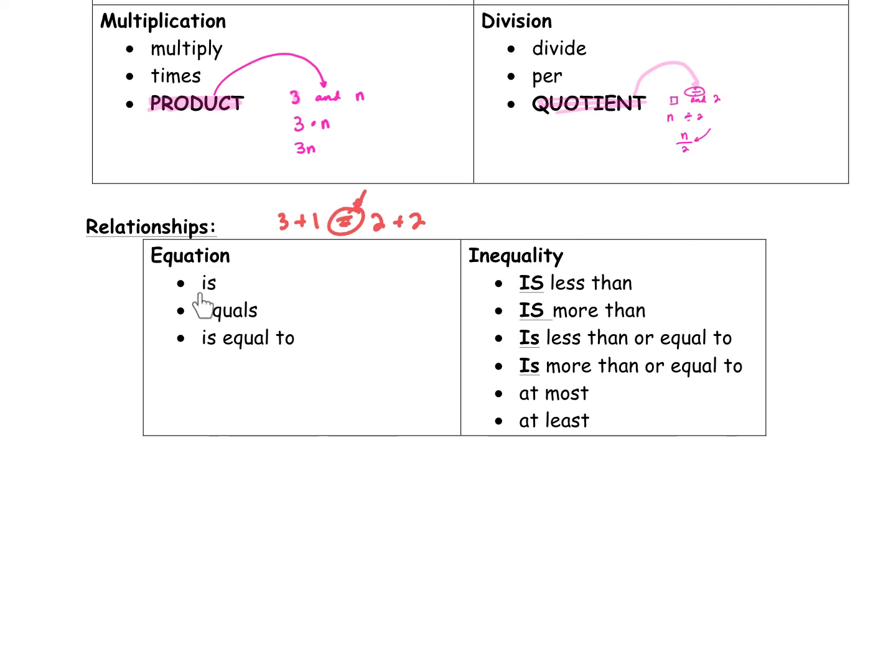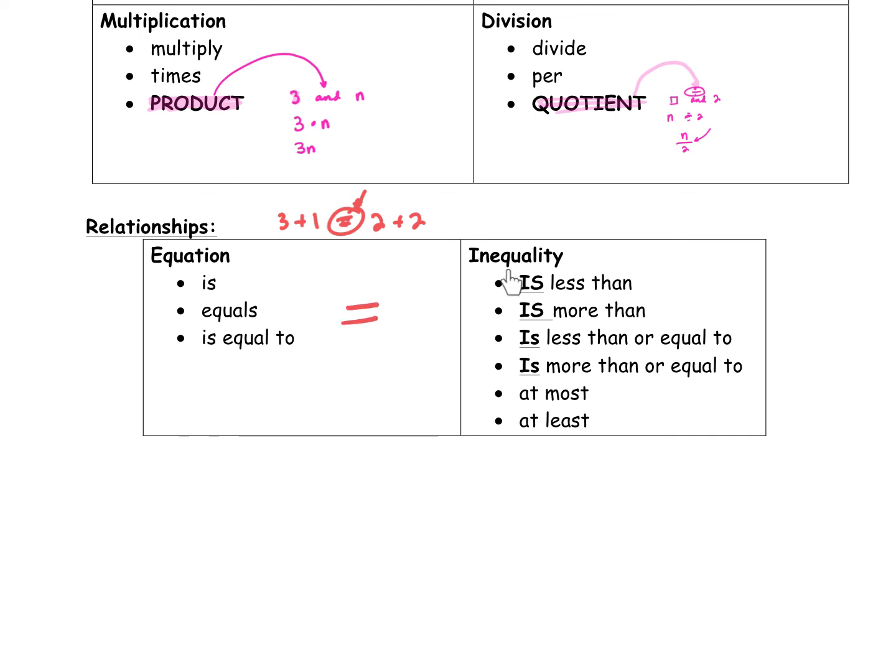So the word that we use is just the word is. Sometimes it's easy to lose that tiny little word. They might say 3 plus 1 is 4. They might say 3 plus 1 equals 4, or they could say 3 plus 1 is equal to. So these are the phrases that we use to imply that we need an equal sign. When you hear those words, we need to see the equal sign.